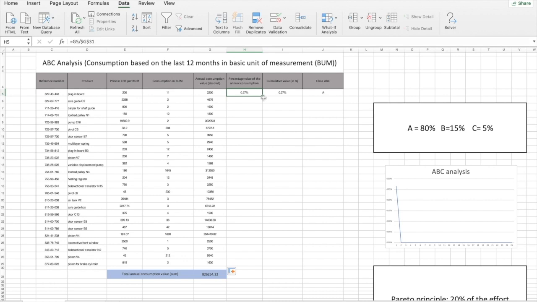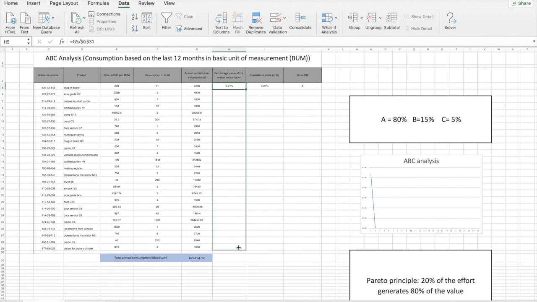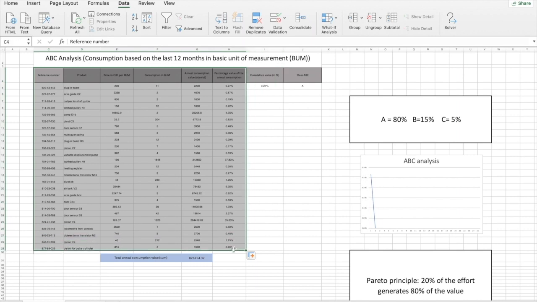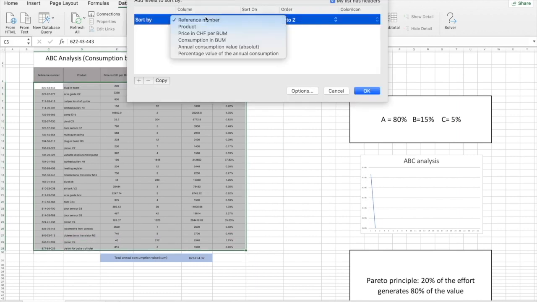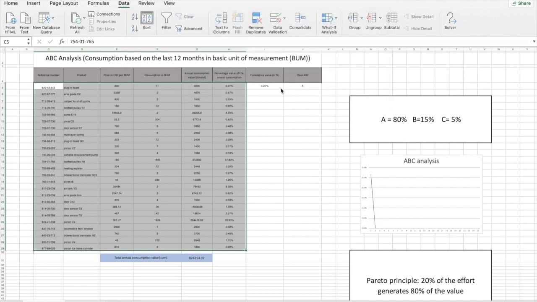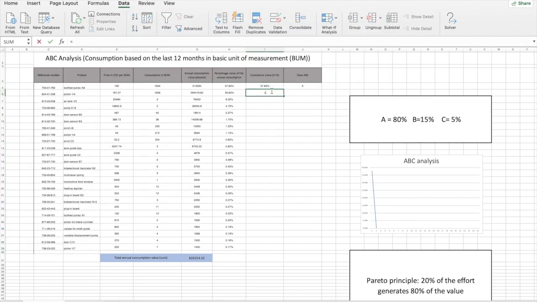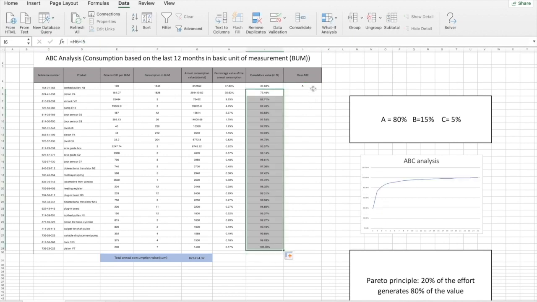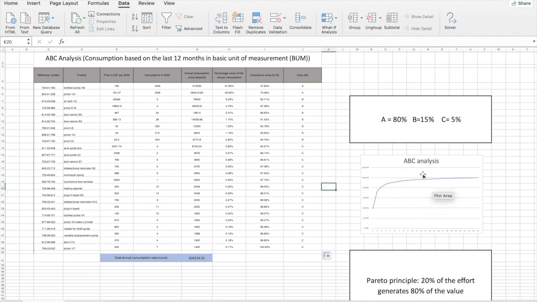Dividing the annual consumption value with the sum will give him the percentage value for each spare part. He then sorts all items according to the percentage value from high to low to see which products are the most costly. He then calculates the cumulative value, and finally, by simple if formula, he can classify all of the items into A, B, or C accordingly to see how the spare parts list cost is distributed. He now has a lovely graph showing the ABC curve.